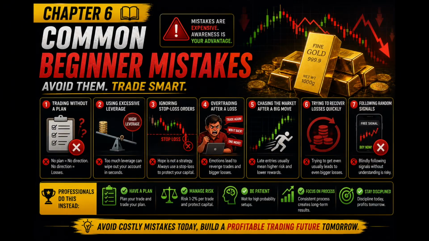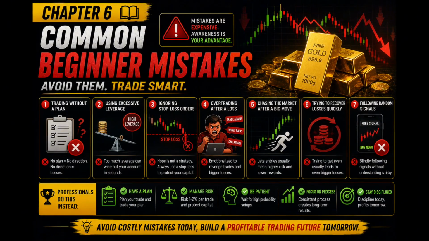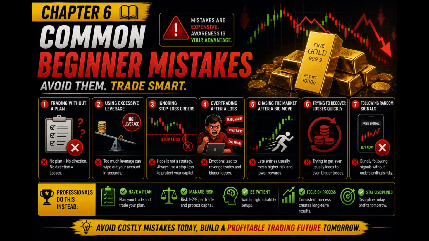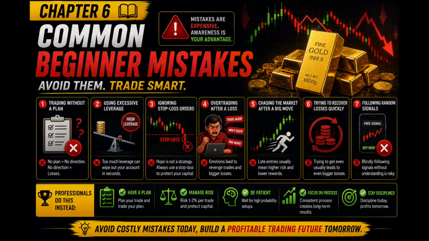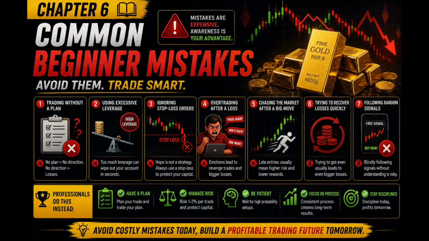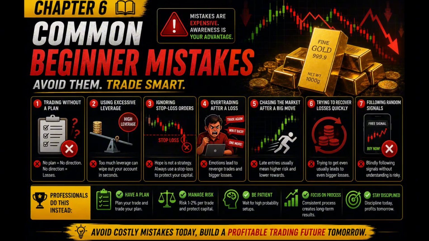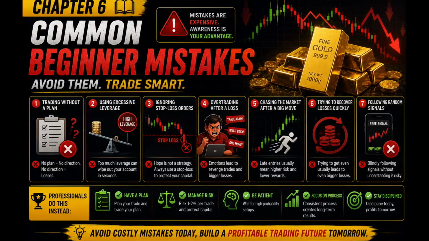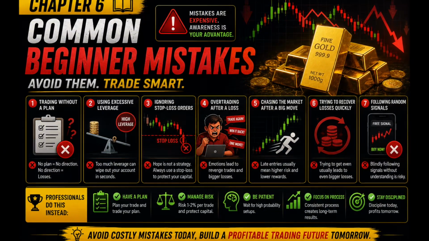Chapter 6. Common beginner mistakes. Here are some common mistakes to avoid: trading without a plan, using excessive leverage, ignoring stop-loss orders, overtrading after a loss, chasing the market after a big move, trying to recover losses quickly, following random signals without understanding them. Professional traders focus on consistency rather than excitement.